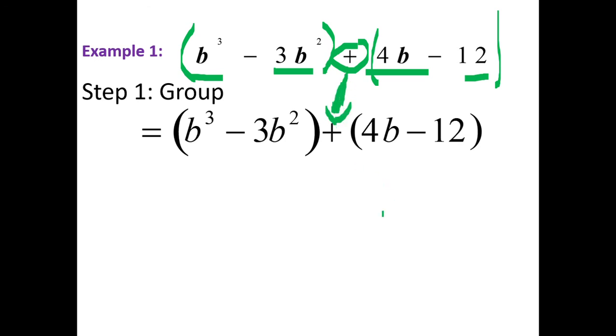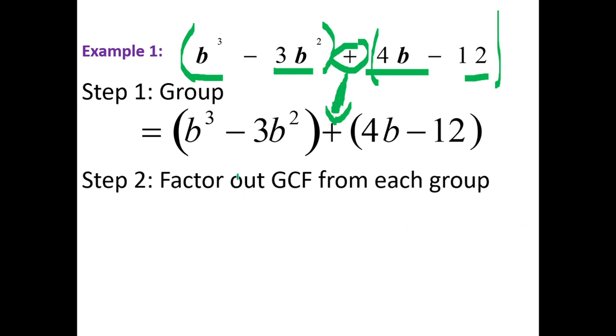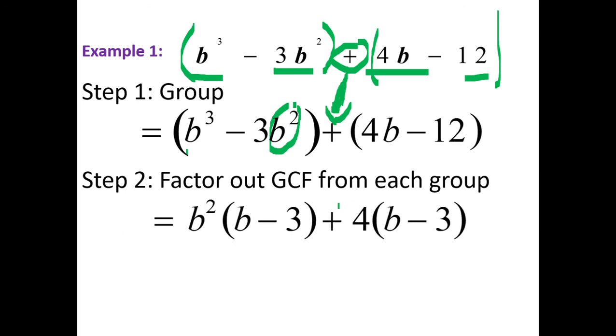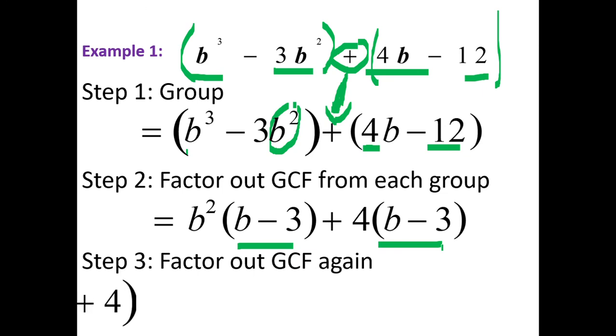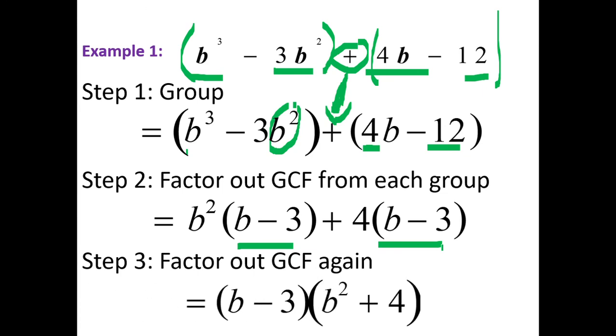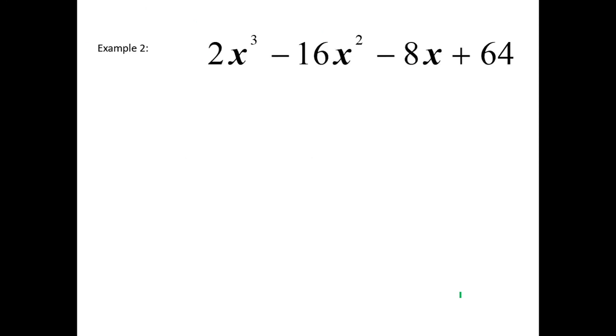Plus. Okay, next. Makita mo dito, ano factor niya? B squared. Dito ang factor niya, 4. So, b minus 3, b minus 3. Alam na natin na b squared plus 4 and then GCF niya is b minus 3. Yun yung common sa kanilang dalawa. So, this will be your answer. Di ba? Next.